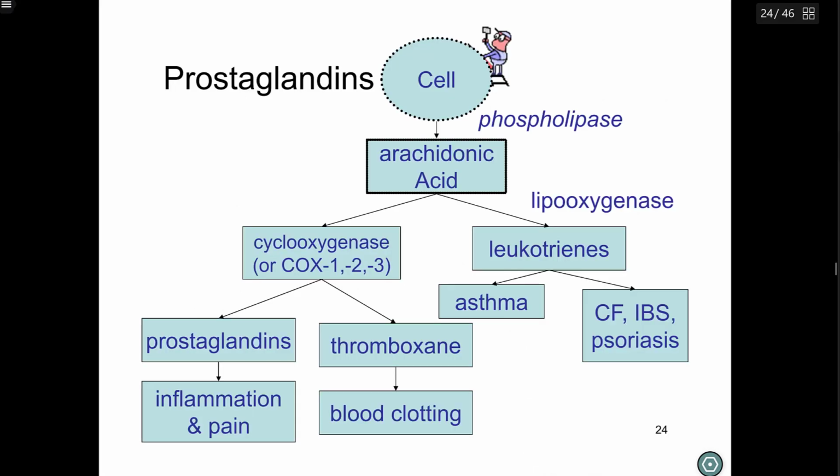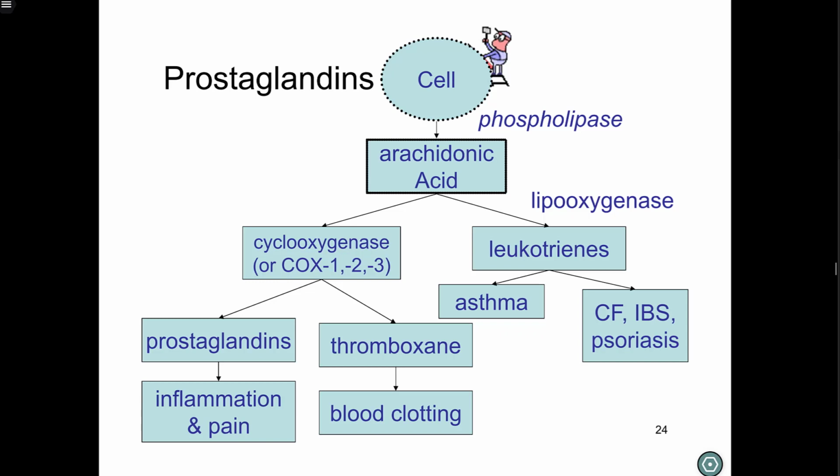So I made this slide a few years back. I just kind of wanted to point a couple of things out. So prostaglandins get made from the material in your cell wall when a cell wall gets broken, and that releases arachidonic acid. And then there's a lipoxygenase, which then leads to leukotrienes, which are implicated with asthma, cystic fibrosis, irritable bowel syndrome, and psoriasis.